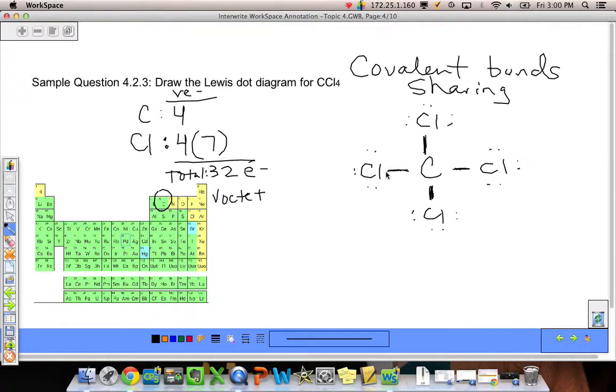And then I can do my check to make sure I have 32. 2, 4, 6, 8, 10, 12, 14, 16, 18, 20, 22, 24, 26, 28, 30, 32. So I have met the octet rule as well as my total rule. That is my Lewis dot diagram for CCl4.